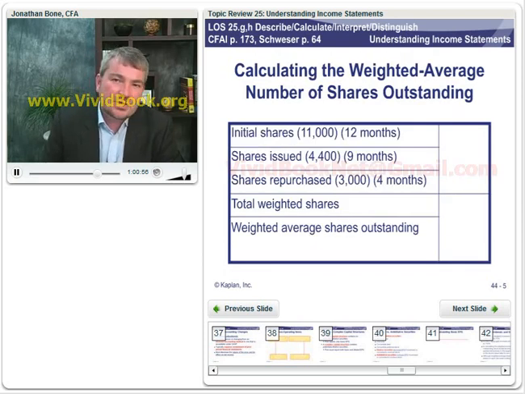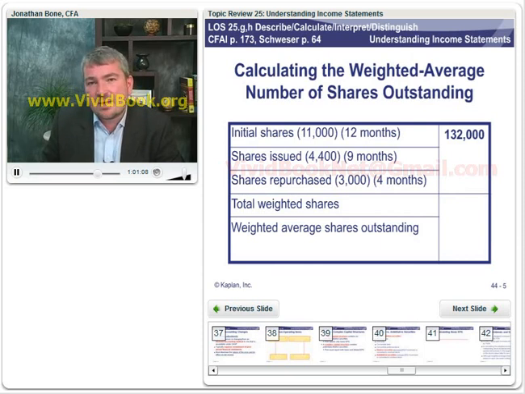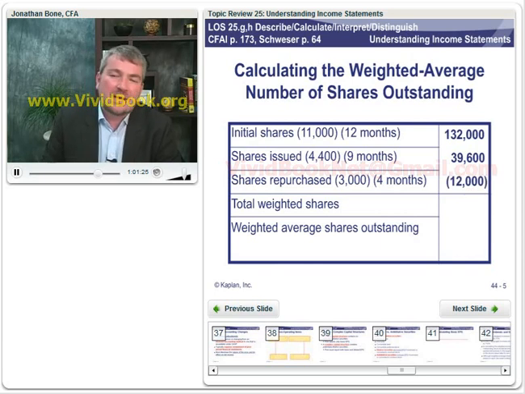So our initial shares, those are in issue for 12 months of the year, so we're just going to take our 11,000 and multiply by 12, and that gives us 132,000. The 4,400 shares were in issue for 9 months of the year, so let's multiply by 9 to get 39,600. Finally, the shares repurchased, they were repurchased at the beginning of September, so September, October, November, December, 4 months of the year remaining, so multiply by 4, and we get 12,000.